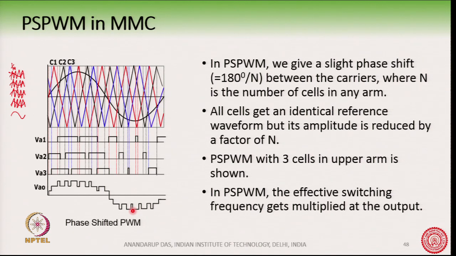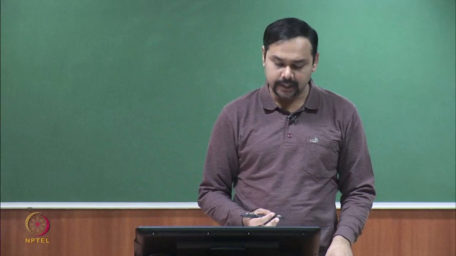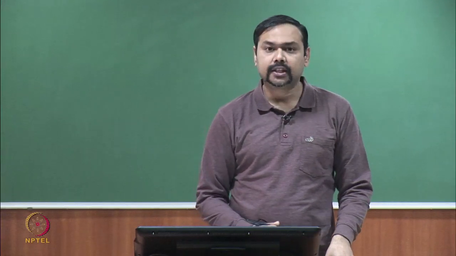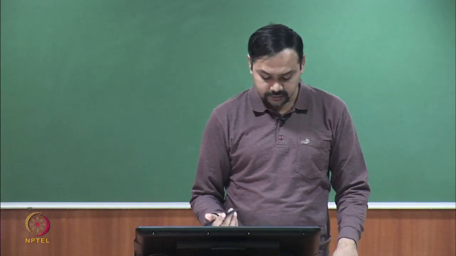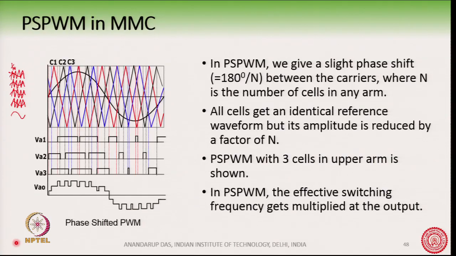So, once we get the reference signal for the arms, it is now exactly similar to how we have already done with the cascaded H-bridge. By using phase shift PWM, we give slightly phase-shifted carriers and do the switching action, and the logic is pretty much repetitive of what we have seen earlier.